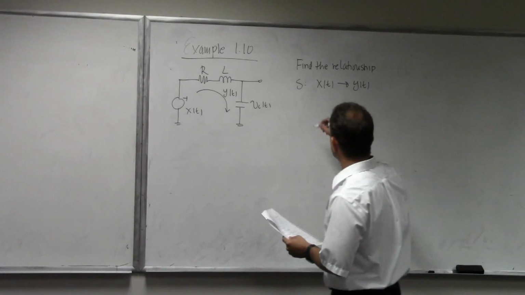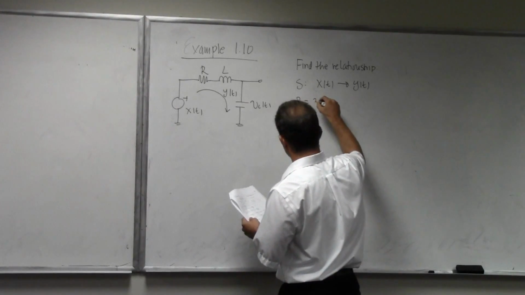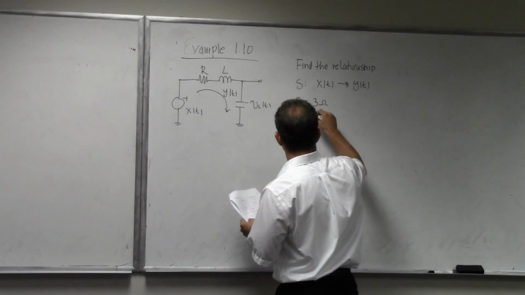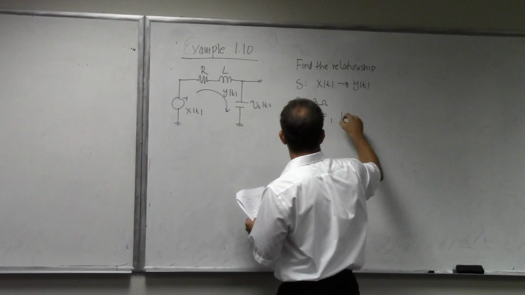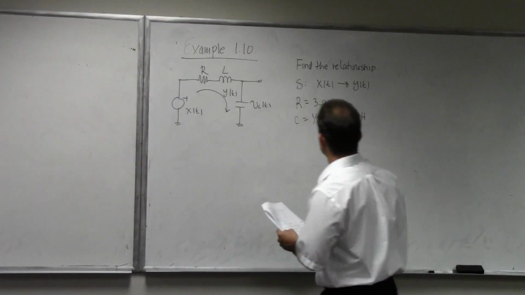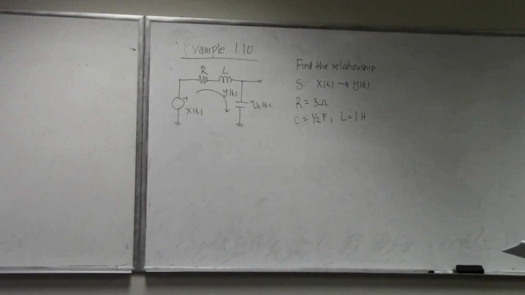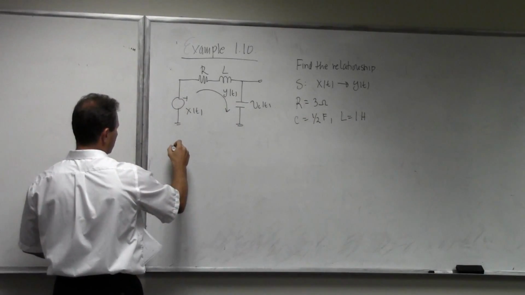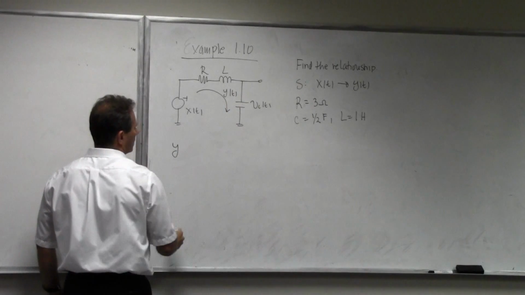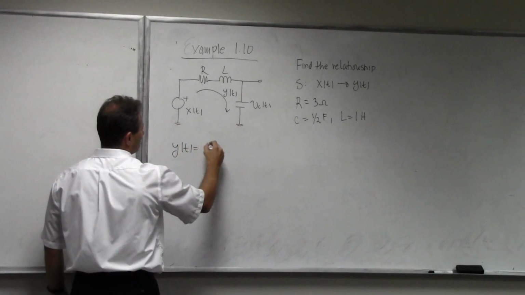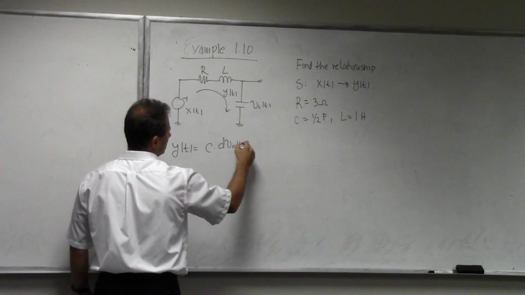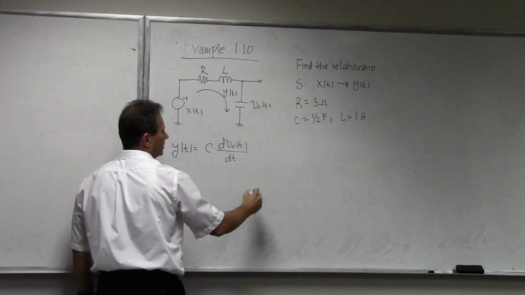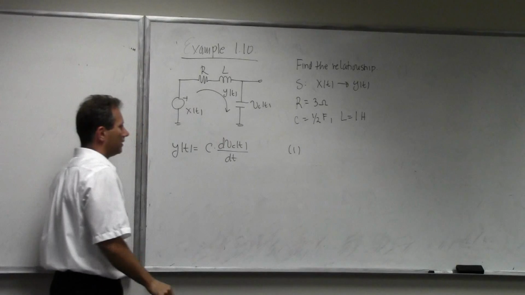It actually gives us some special values here. It says R is equal to 3 ohms, C is equal to 1/2 farads, and L is equal to 1 Henry. So some specific values to help us simplify slightly the equations that we get. So how do I analyze the system? Well, there are some equations that you know from circuit theory. Current through this capacitor, y of t, is equal to C dVc of t divided by dt. That's the first equation that we have.